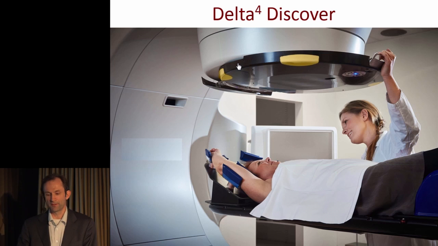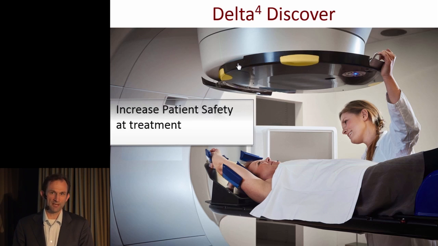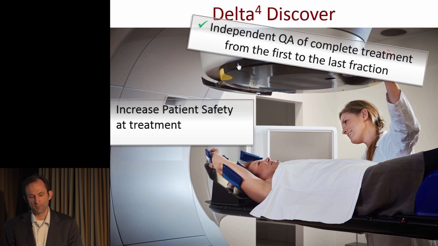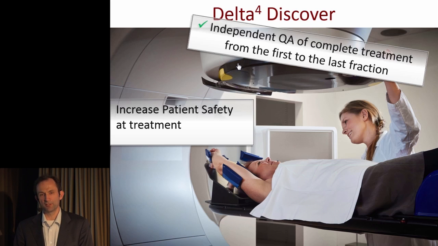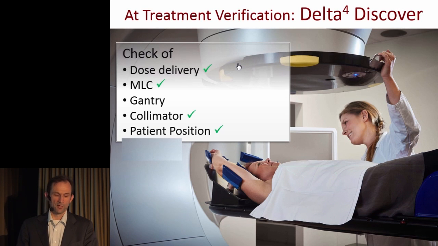Just a few words about the Delta4 Discover. Delta4 Discover is a system that increases patient safety at treatment. It does this by doing an independent quality assurance of the complete treatment from the very first to the last fraction. And complete verification means both from the first to the last fraction, but of course also of all relevant treatment parameters like the dose delivery, the MLC, gantry angle, collimator angle, and the patient position.